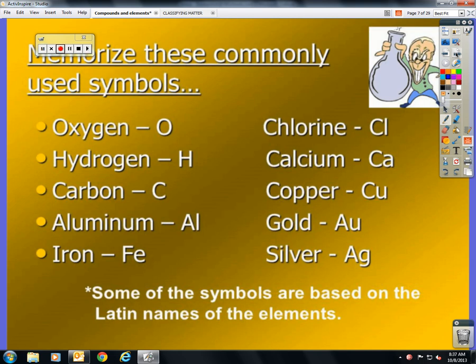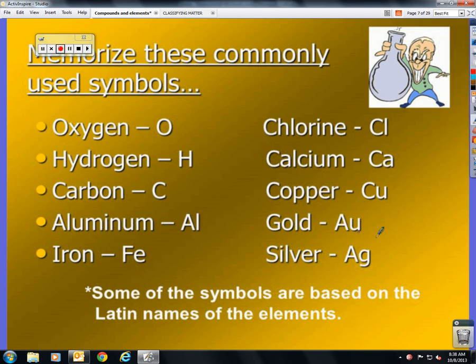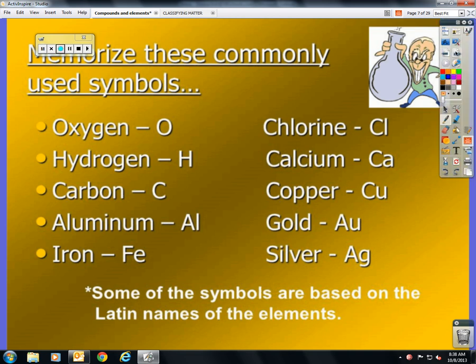Okay, these are the commonly used symbols for this class that you should know. That way you don't have to constantly look them up. Try to think of the story we said. You know, Au, give me back my gold watch. I see you, copper. Think of all the things to help you remember. It says some of the symbols are based on the Latin names. That's important. You should know that.